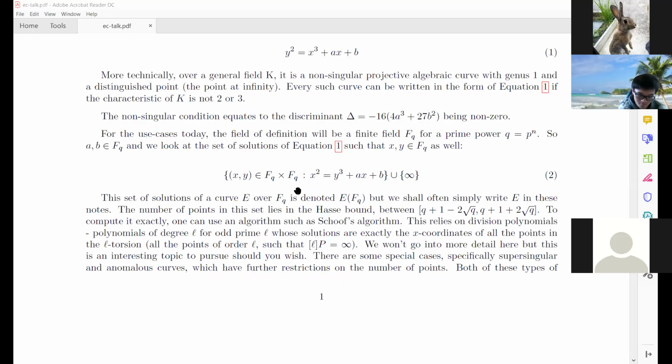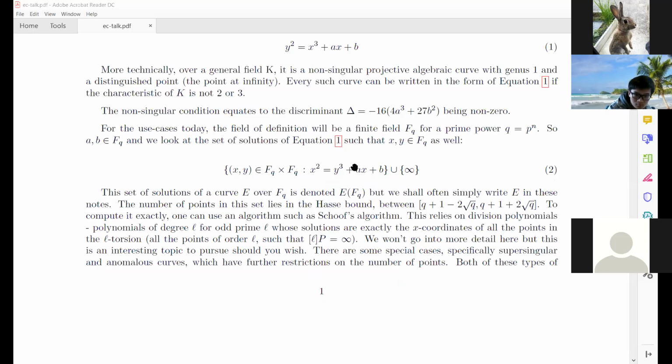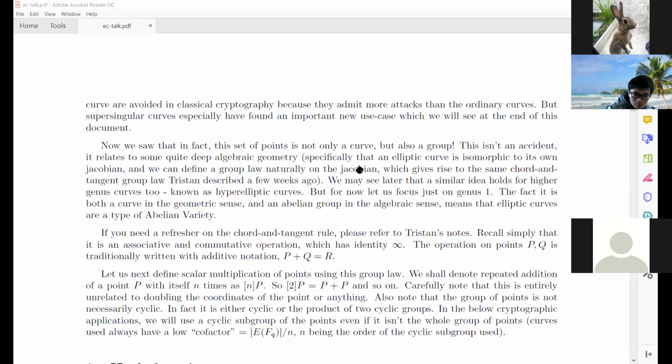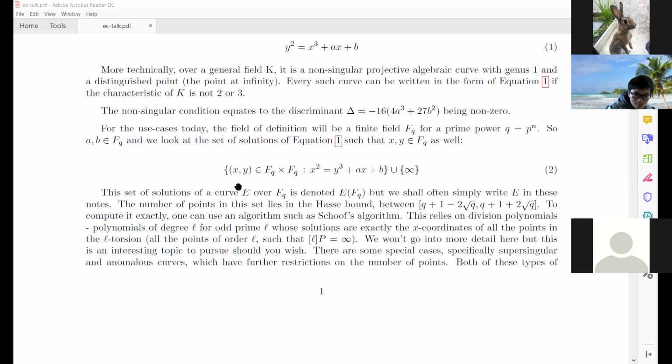So one of the important things to note about elliptic curves is that it is just a group, and the fact that it's a group is not just a coincidence. It's quite a deep idea from algebraic geometry, that the elliptic curve is isomorphic to its Jacobian, which is where the group law actually comes from, or its class group of divisors.